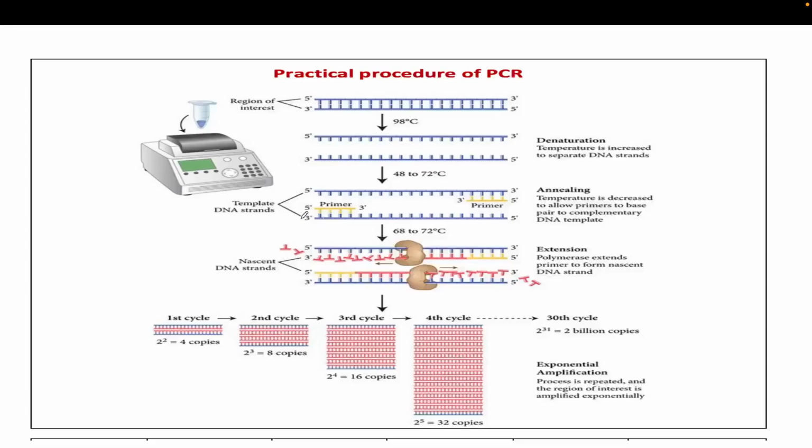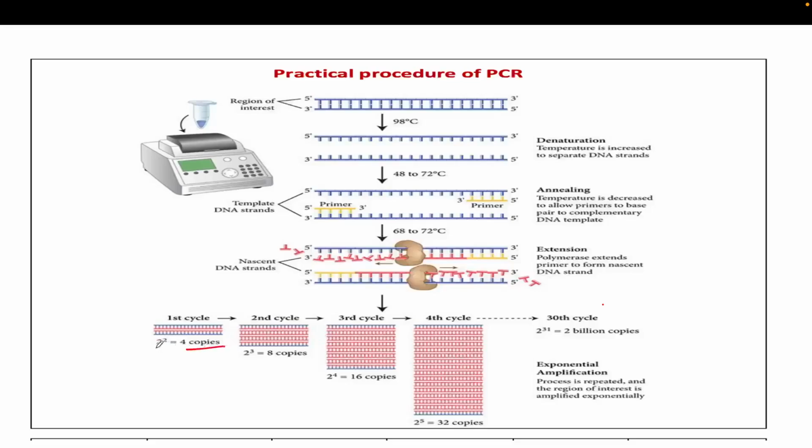Okay, and then the second step, the primer will come and bind here. Through hydrogen bonding it will do the base pairing, and then at 72 degrees Celsius the polymerization will happen. The nucleotides will come and, with the help of this DNA polymerase, will extend the primer to form the new DNA strand.